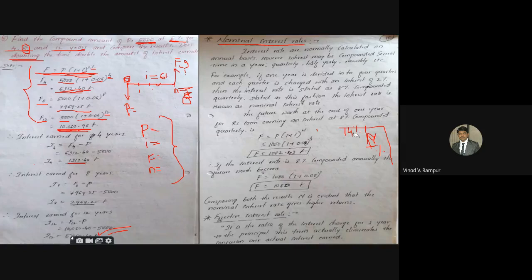Now we are moving towards the nominal interest rate. There are many aspects to calculate here. There are 7 types of problems we have to solve, because in your examination you will get a minimum of 2 problems out of these 7 types. Remember this, because these are the basics for whatever problems you will solve in future for present worth, annual worth, and future worth comparison methods.